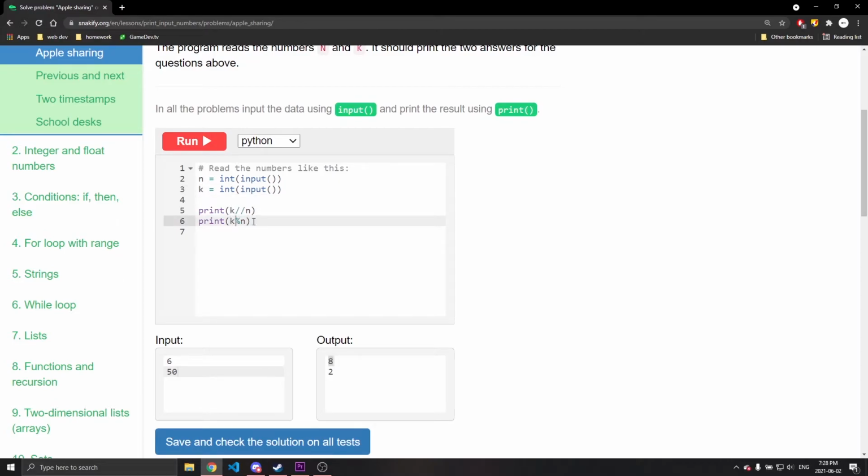And then mod is to get the remainder. So 50 divided by 6 is 8 with a remainder of 2. Then we print both of these out.